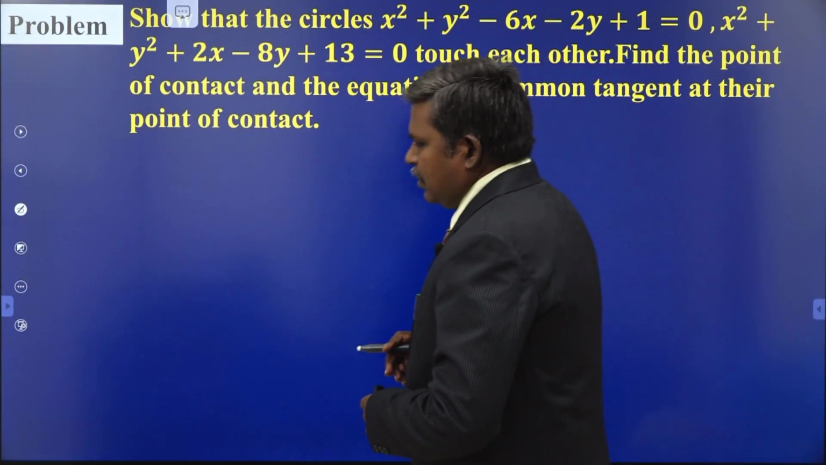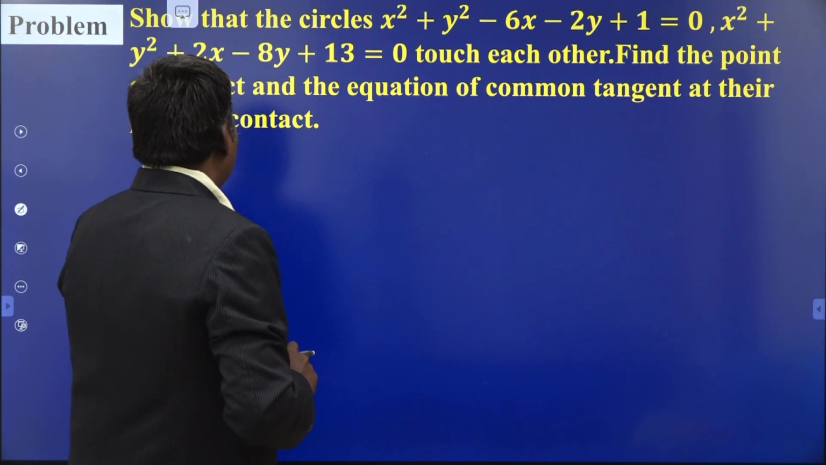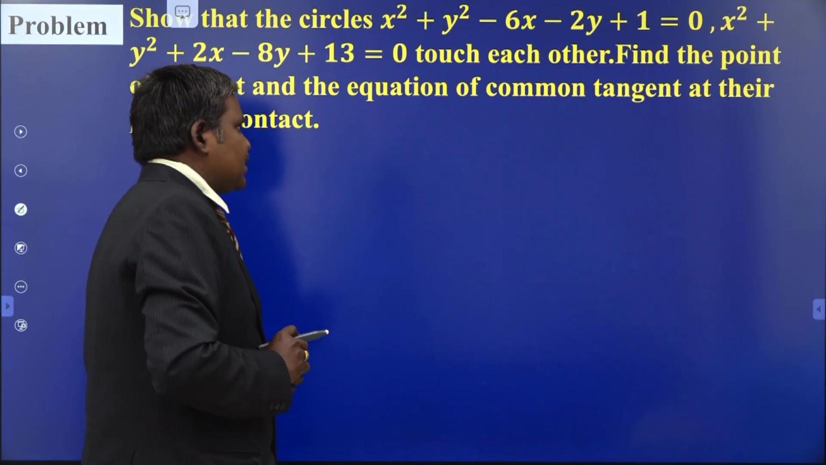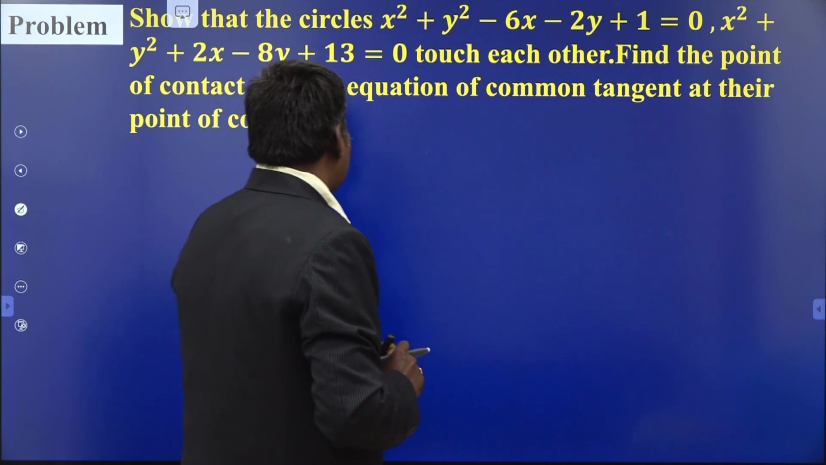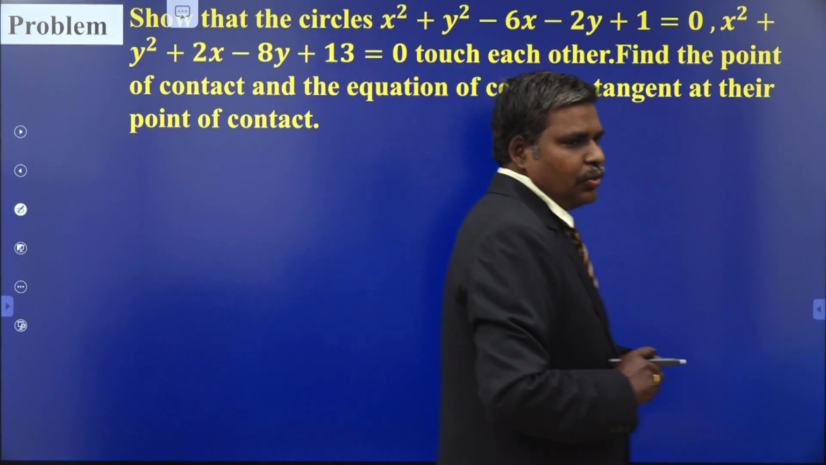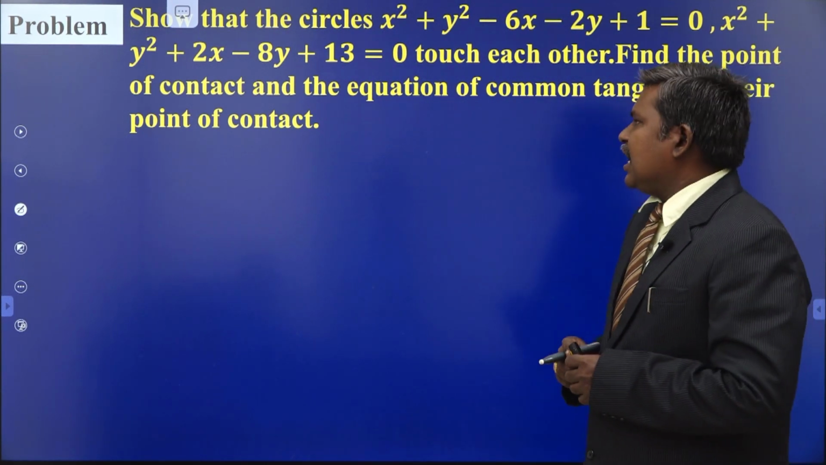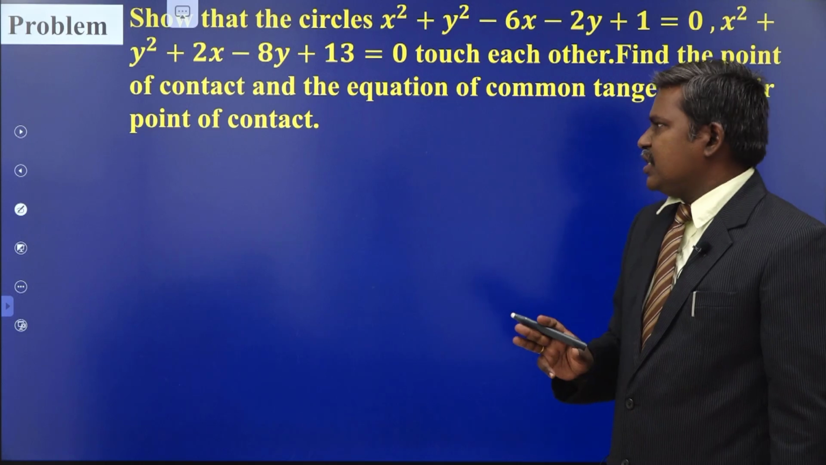See this problem. This is a very, very important model for you. Show that the two circles x square plus y square minus 6x minus 2y plus 1 equal to 0 and x square plus y square plus 2x minus 8y plus 13 equal to 0 touch each other. Find the point of contact. Also find the equation of tangent at their point of contact. There are three questions here.